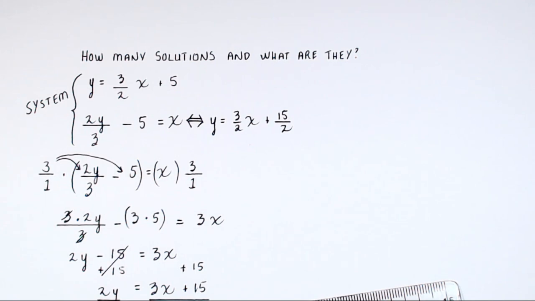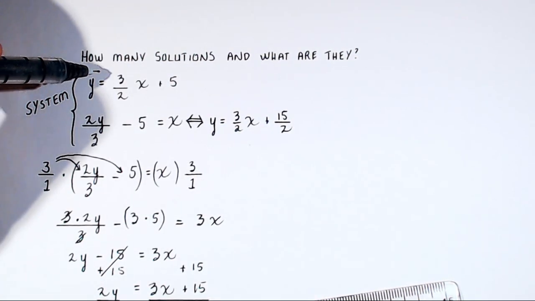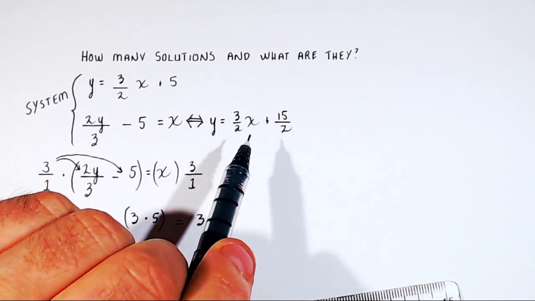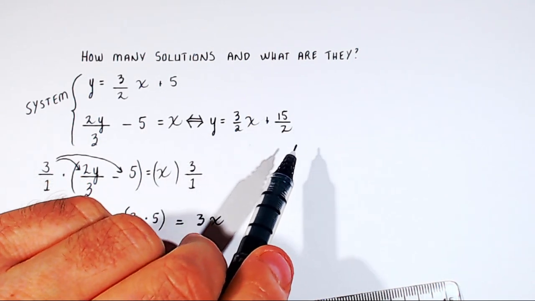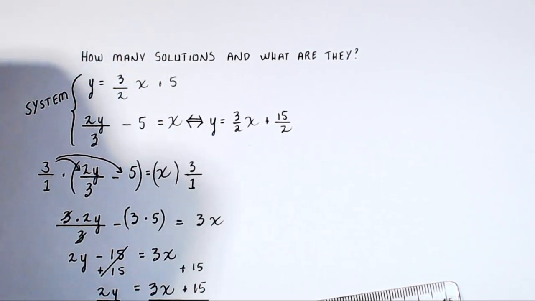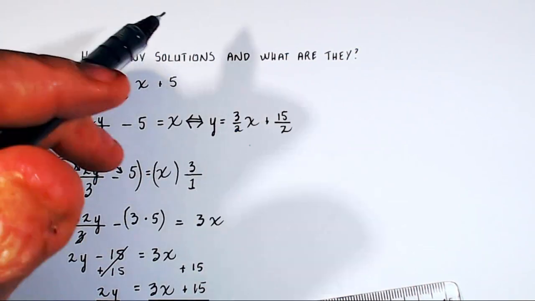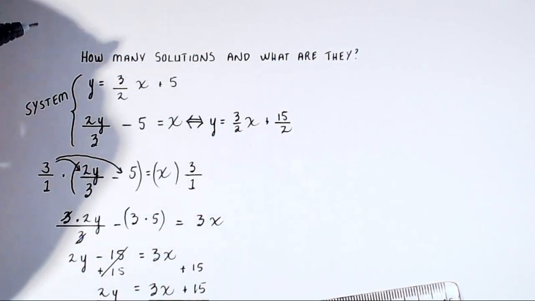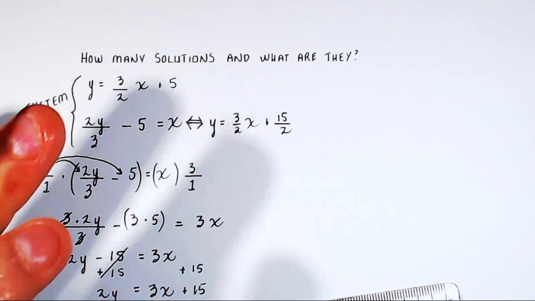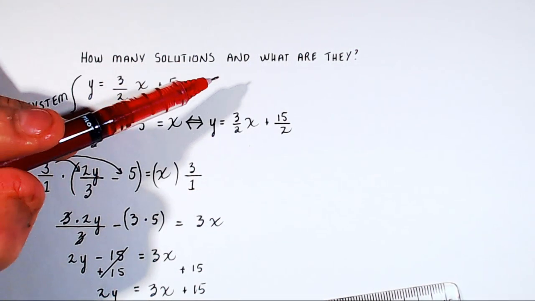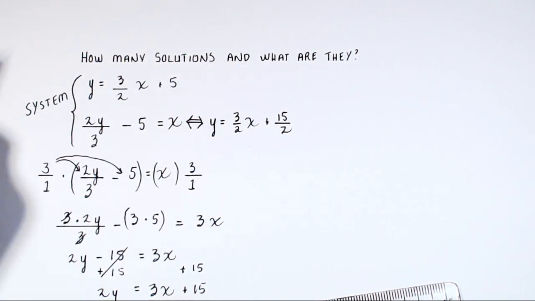Okay, now it's time to perform this substitution game. The way we do that is we see that y is equal to 3 halves x plus 5, and that same y is equal to 3 halves x plus 15 over 2. If I was going to continue I would find, and I will continue this to show, just in case you don't see it yet, but there's something wrong that should cause us to stop. Say, how many solutions and what are they for this system of equations?